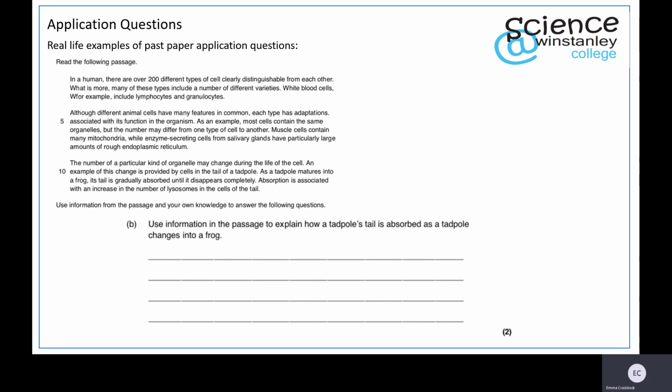If you read the last paragraph, you will see that it talks about lysosomes in the cells of a tail. So you need to think about why the increase in lysosomes in the cells of a tail, and therefore you are using information from the passage as well, will mean that the tail can be absorbed. So pause the video and have a go.